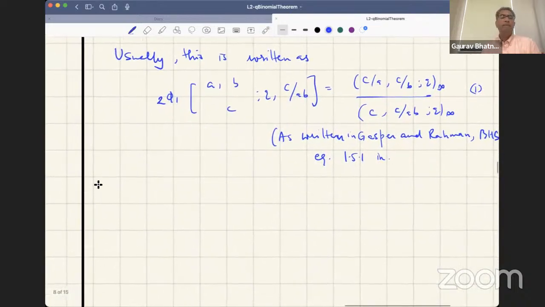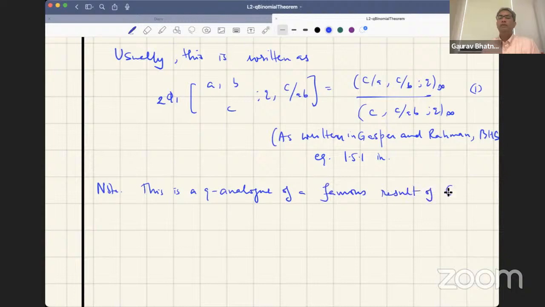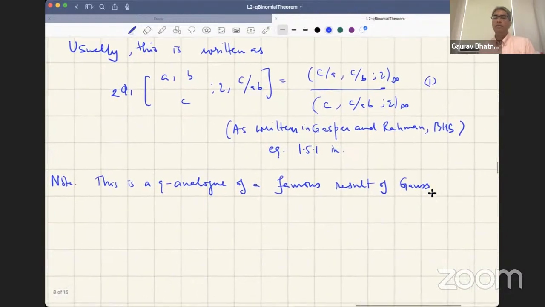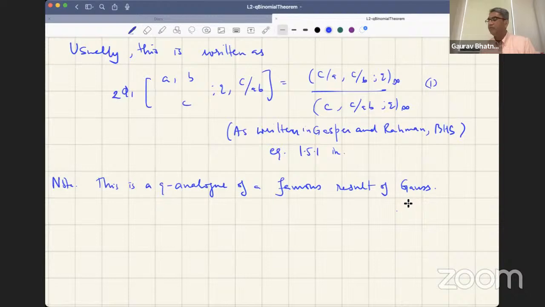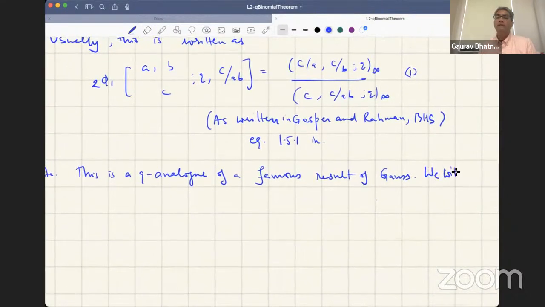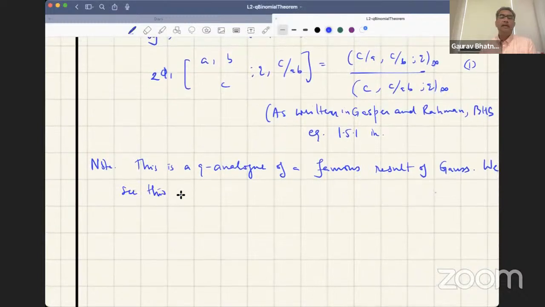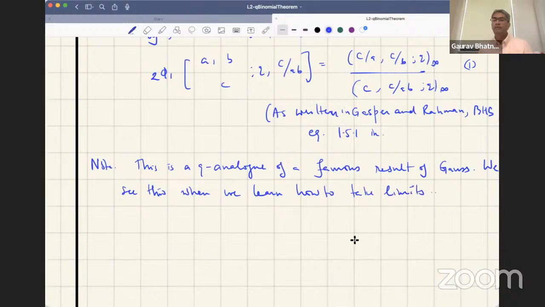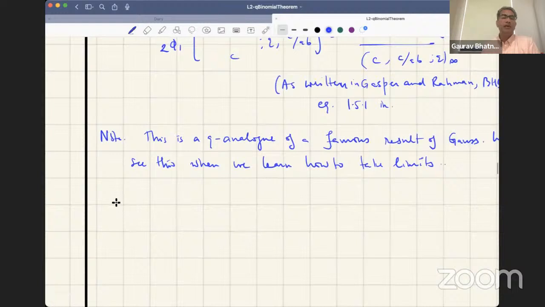It's a Q analog of a famous result of Gauss. Heine wrote a paper to generalize Gauss's paper about 100 years after Gauss. We will see this when we learn how to take limits. So one more idea we need. We had one limit which followed from the Q binomial theorem. There's one more which we need to learn. After that, we'll be able to see what this is a Q analog of.